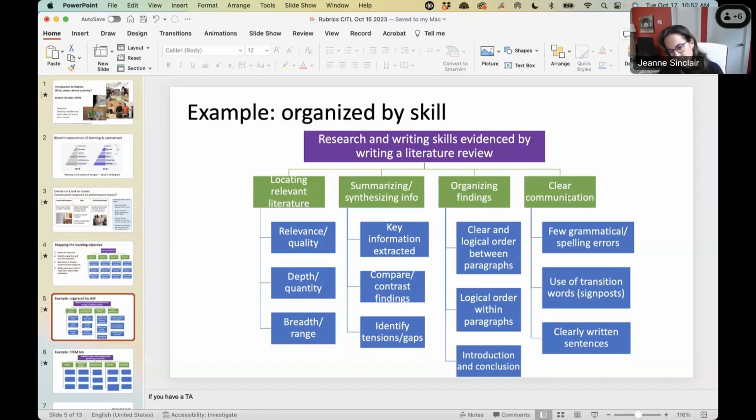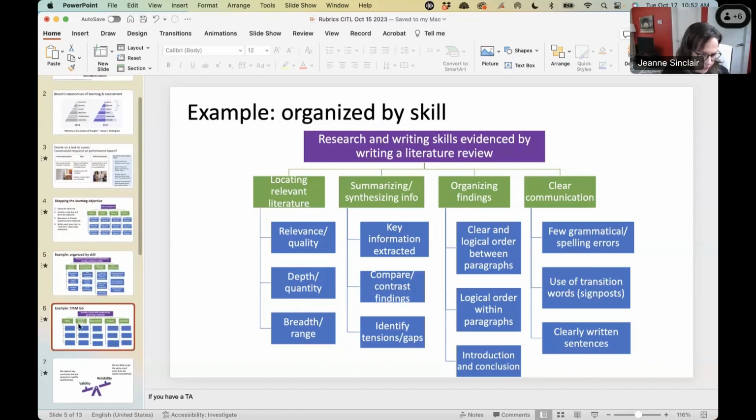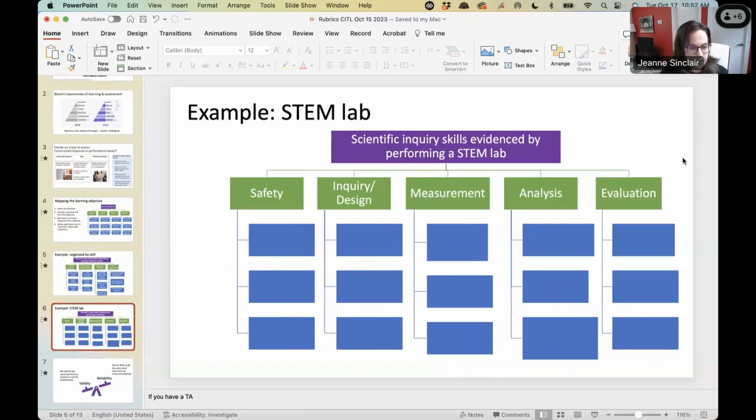And then the communication piece will be what we think about as the more surface level language skills: grammar, spelling, use of transition words, and clearly written sentences. So these would be what I look for in a written literature review. And here, maybe back to Yvonne's original question.